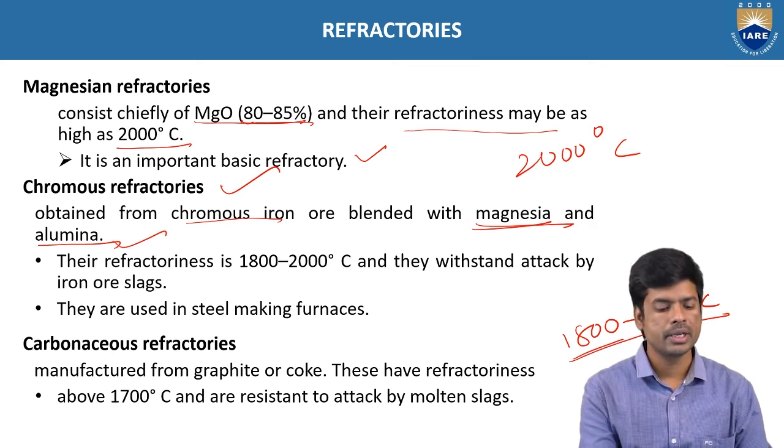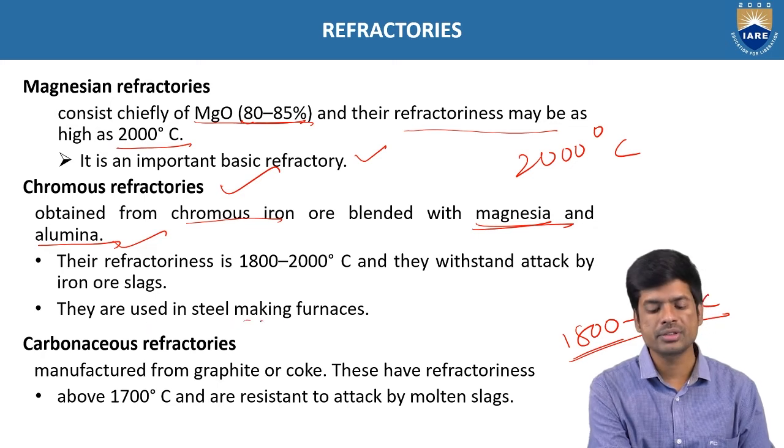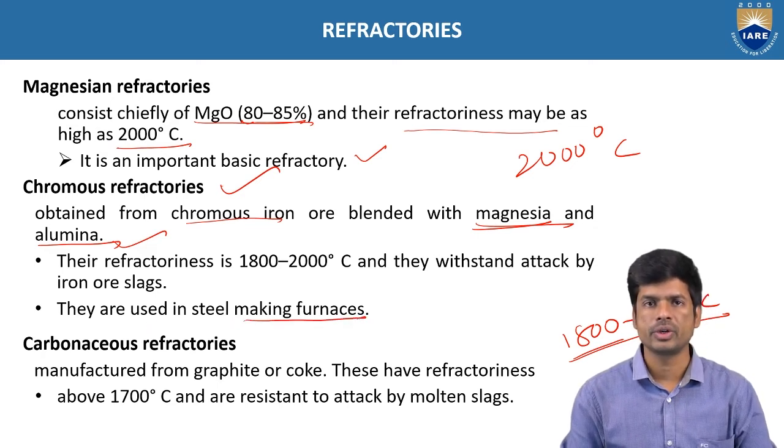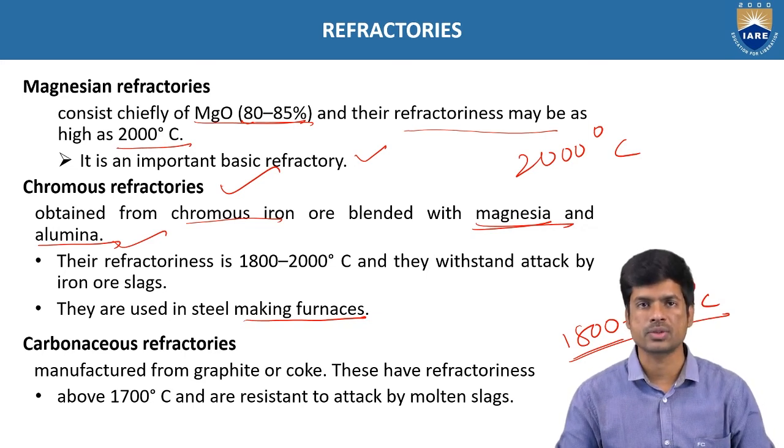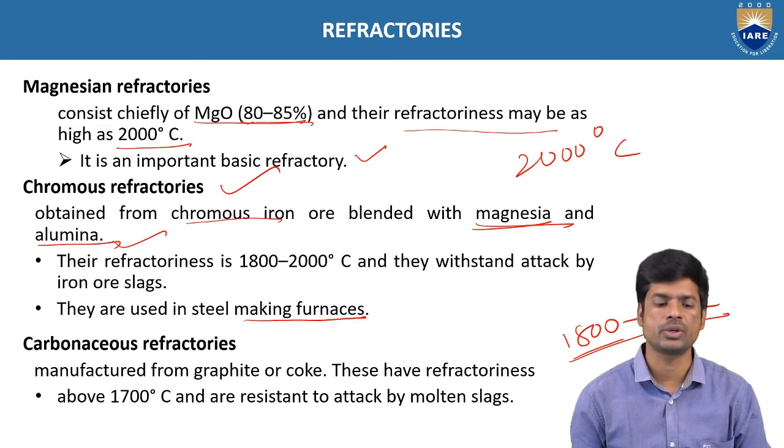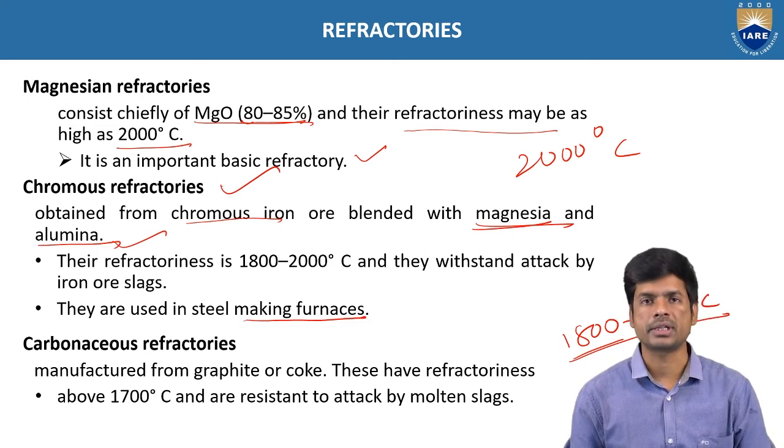Next, they are used in steel making furnaces. Whenever you manufacture steel products, we use furnaces, and to prepare those furnaces we use these chromite refractories.